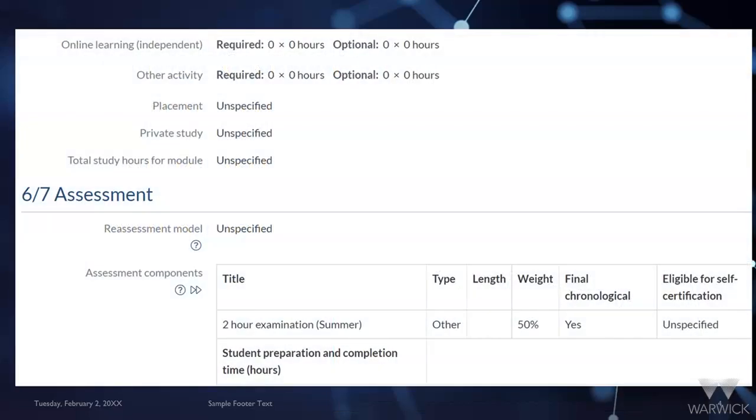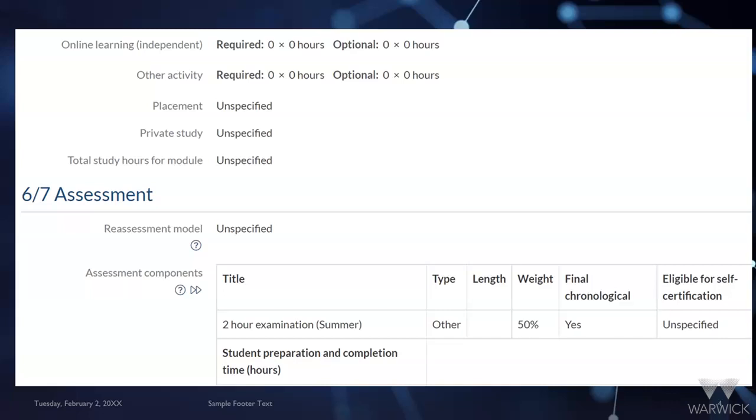But the reality is, if you go into the module catalogue and pick any random module that you want, I would put my money on there being less information as opposed to more. Now, this is an approved module at the University of Warwick in the Faculty of Arts that I found on the morning of the presentation.